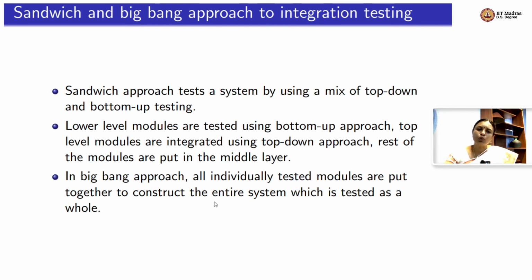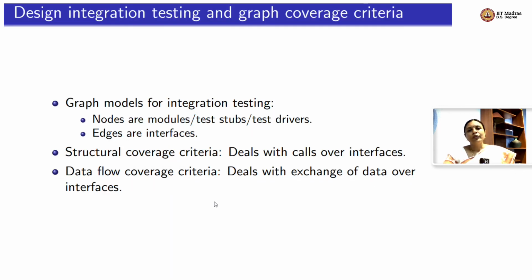In big bang approach, all the individually tested modules are basically put together and the entire system is tested as a whole. Not a clean way of doing it, but if you have to do it really fast, this is useful. So now we learned the basics of what integration testing means and what interfaces look like at a high level. So we would like to move on and understand what the graph models for testing of these interfaces look like. Graph models for integration testing.